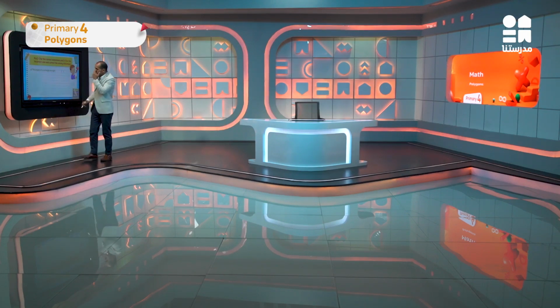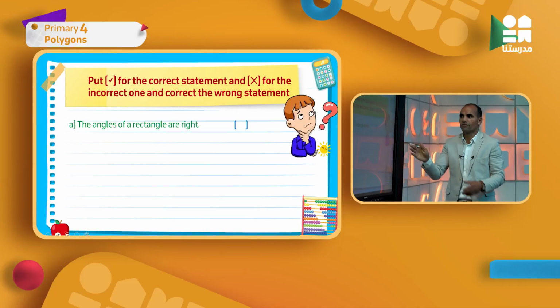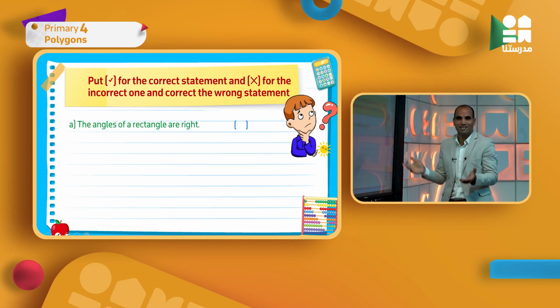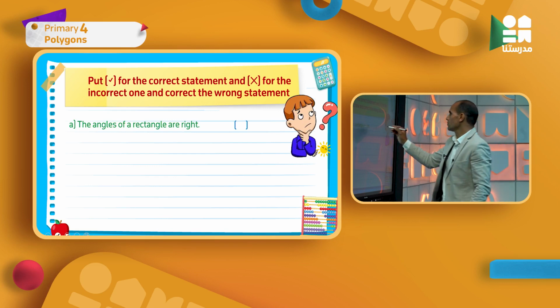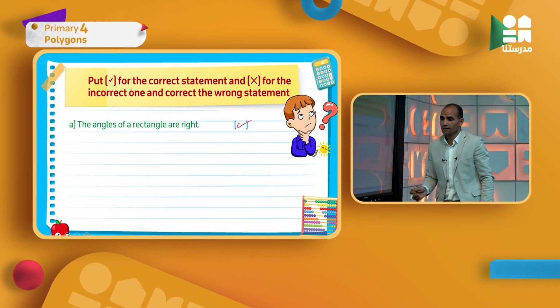Stay with me here. The first is: the angles of a rectangle are right. The angles of a rectangle are right. So this is a correct statement. Great. So we will make just true. That's all. Okay?